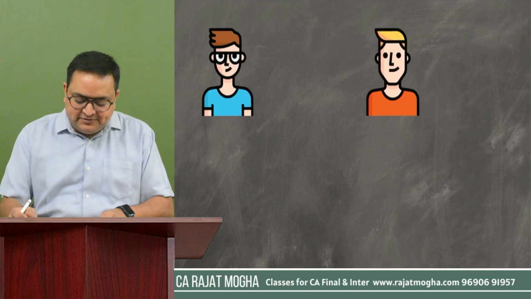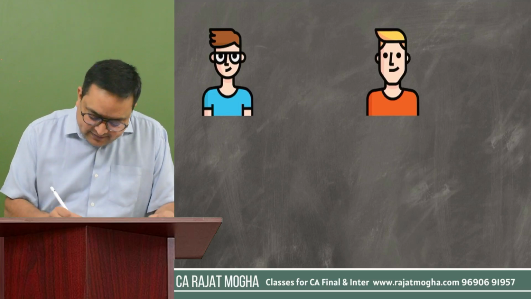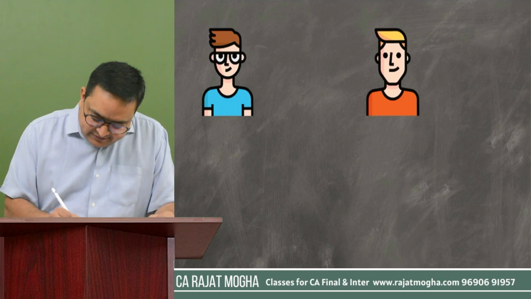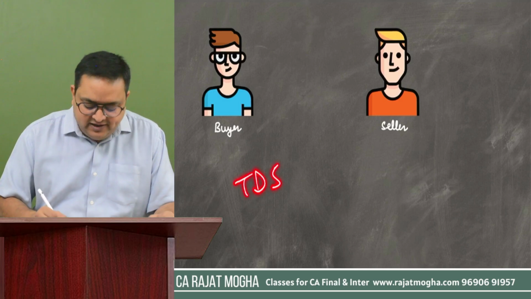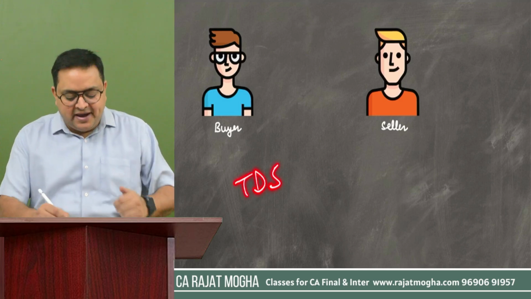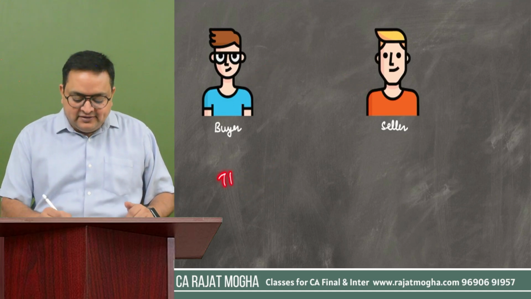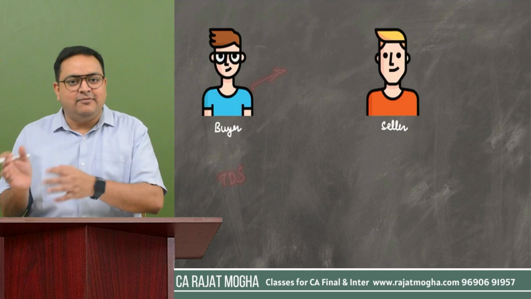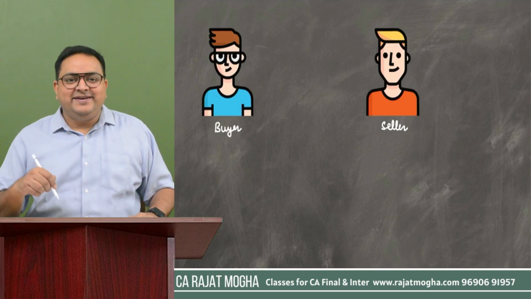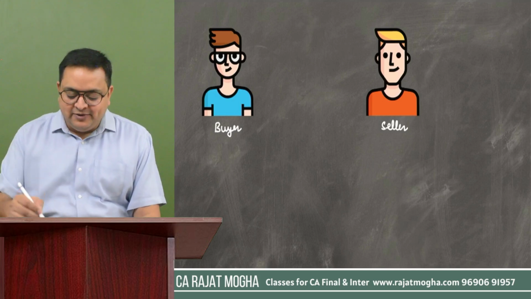So, what's the difference between these two? Let's say there are two persons, one is a buyer and the other one is a seller. Let this blue one be the buyer and this person the seller. In the case of TDS, the buyer will pay the amount and the seller will receive it. So in TDS, the responsibility to deduct TDS is on the buyer because that person is paying the amount. But in TCS, the responsibility to collect the amount is on the seller.